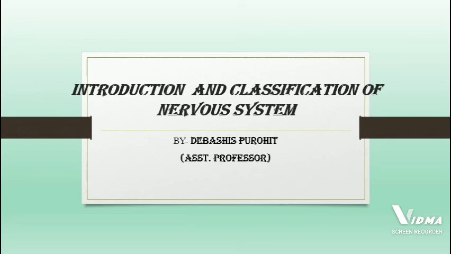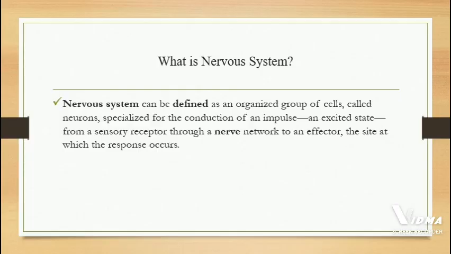So first we need to know what the nervous system is. It is an organized group of cells called neurons that are specialized for conducting impulses in an excited state from sensory receptors through a nerve network or nervous tissue network to an effector, at the site of which it can give the response.